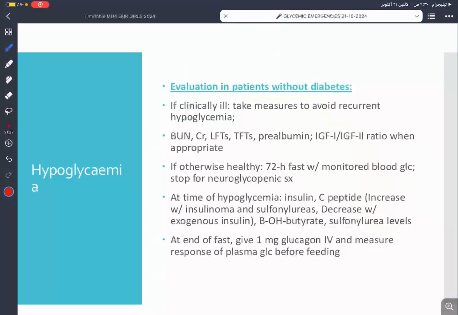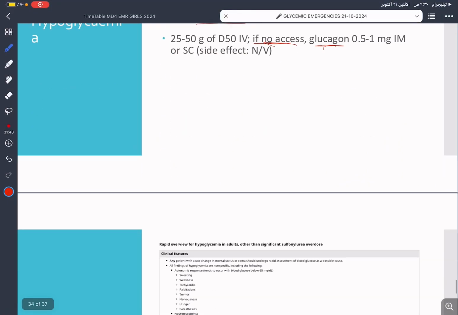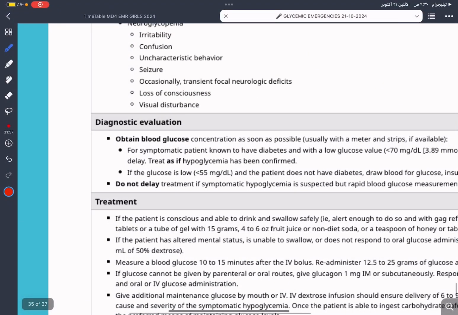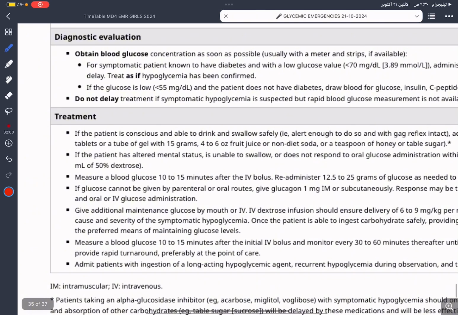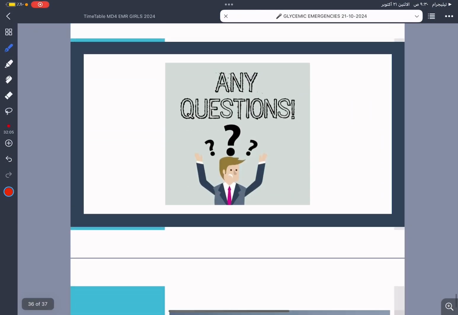Any patient with diabetes who is on insulin is usually given a glucagon pen containing 1 mg. Once they feel hypoglycemia symptoms, they inject themselves with the pen. This is how to summarize the management and diagnosis of the patient with hypoglycemia. Any questions on hypoglycemia?